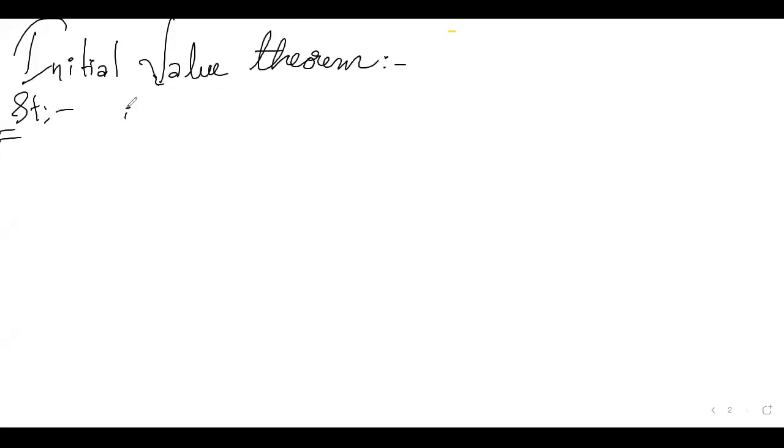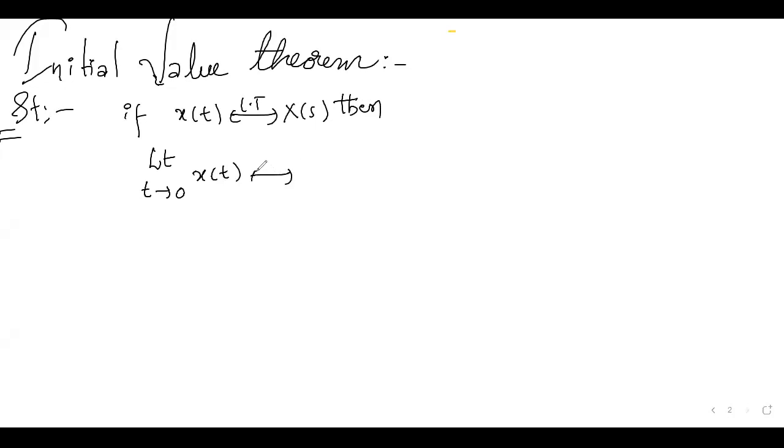So here the statement is, if the Laplace transform of x of t is X of s, then the initial value theorem states that limit t tends to 0, x of t, nothing but x of 0, can be written as limit t tends to 0, x of t equal to limit s tends to infinity, s into X of s. So this is the statement of initial value theorem.